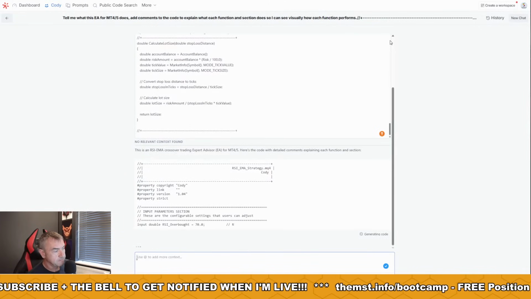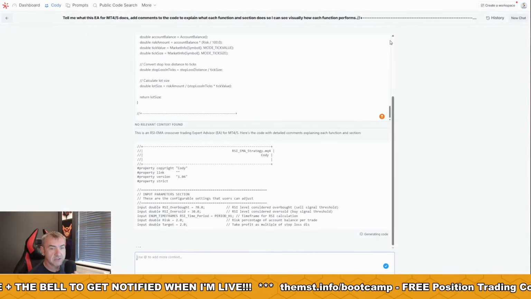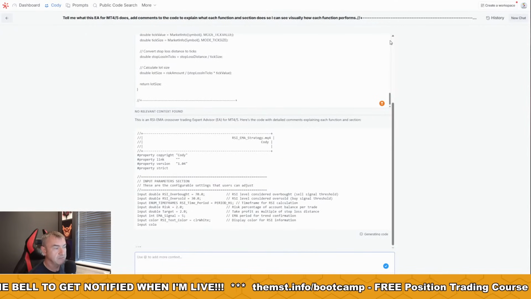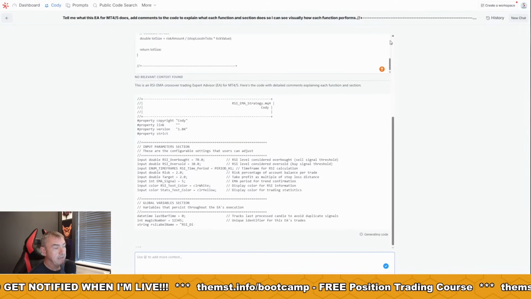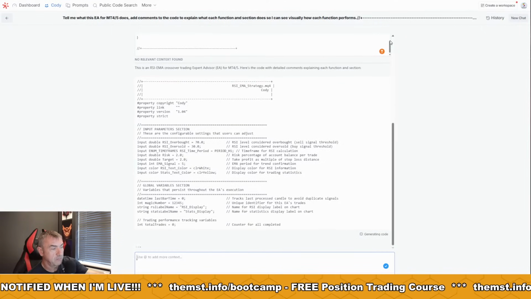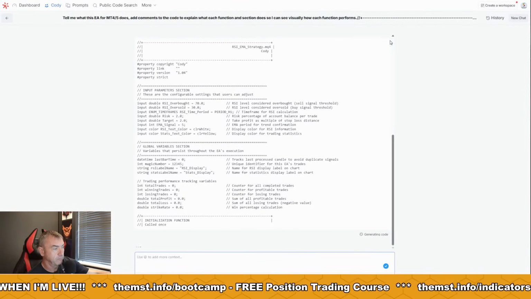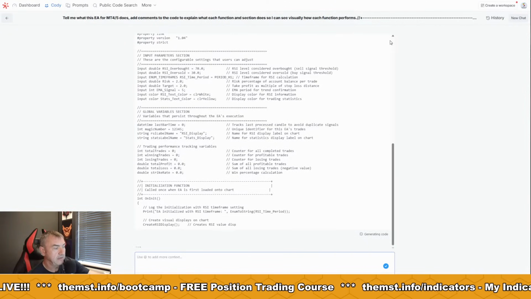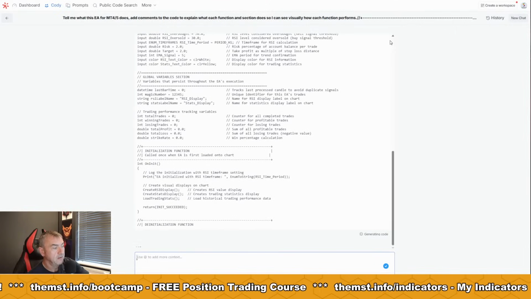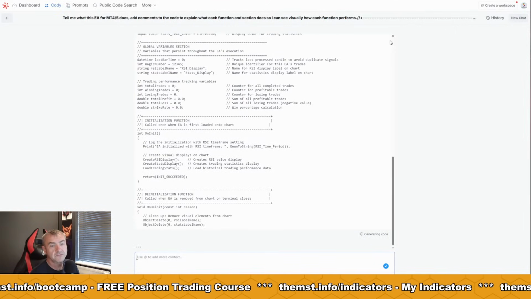In the comments, it will explain in layman's terms what each function is doing and how it's working. You'll see how it's commented all of this now, with things like variables that persist throughout the EA's execution, called once when the EA is first loaded onto the chart. So it will start initially commenting everything, and it tells you what each function does.